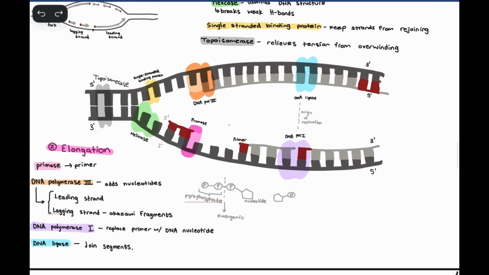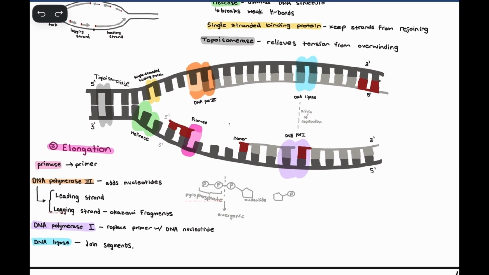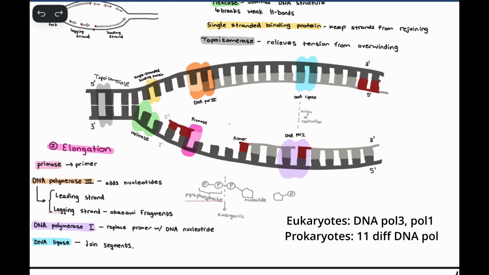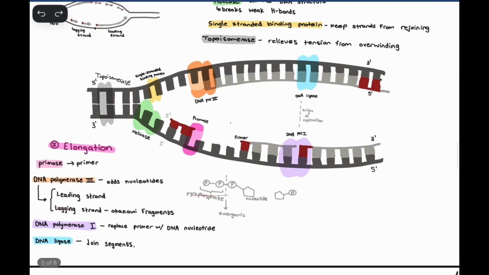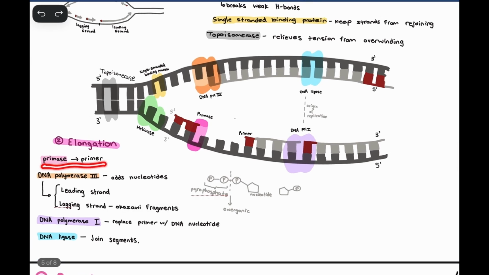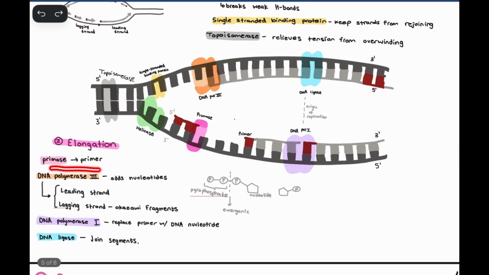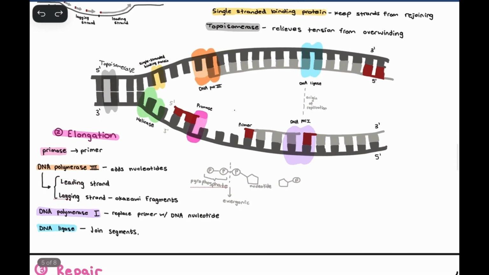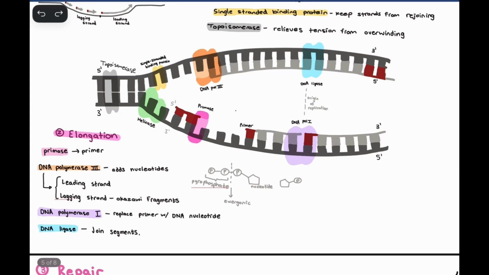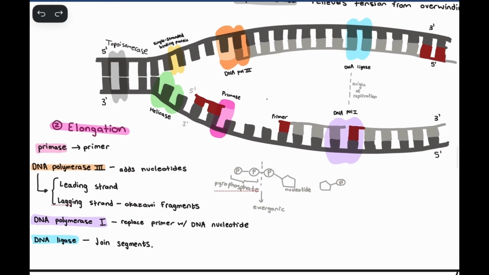Specifically in this example, I will be talking about DNA replication occurring in eukaryotes, which use DNA polymerase 3 and DNA polymerase 1. In prokaryotes, they use about 11 different DNA polymerases. So we've already spoken about primase and the primer. Next is DNA polymerase 3. This is what actually adds the respective nucleotides. As we have mentioned before, the base pairing rules are very strict. So DNA polymerases use this template to add on the appropriate DNA nucleotides that respect the original.